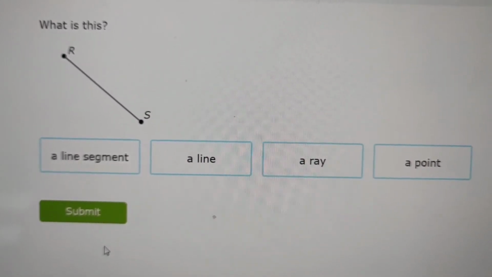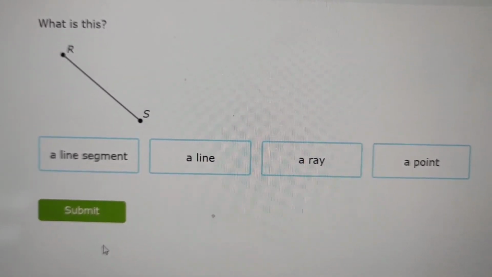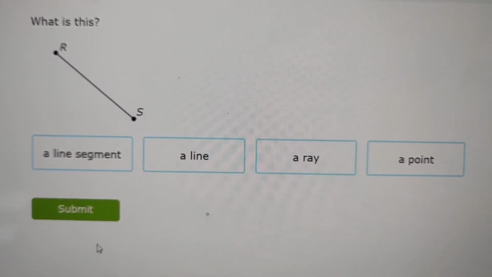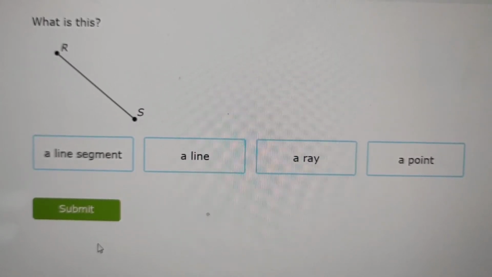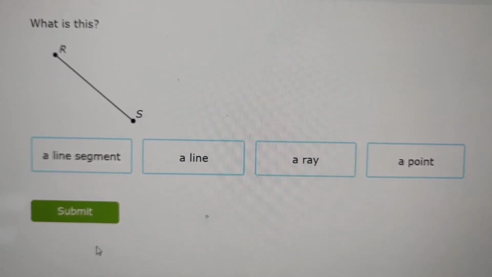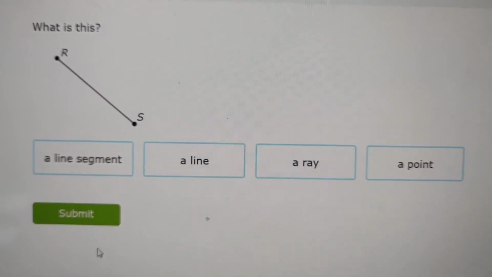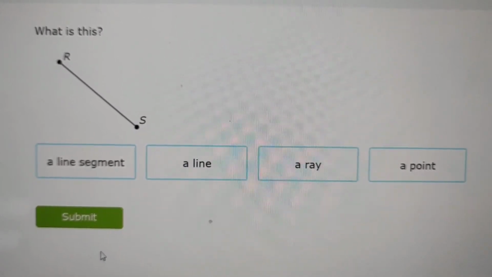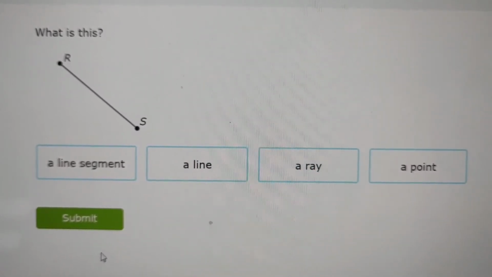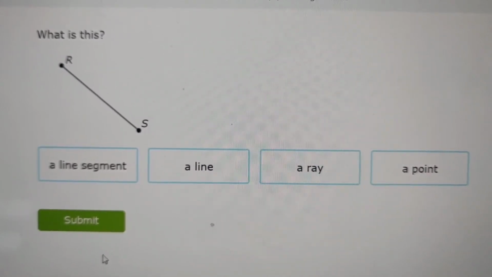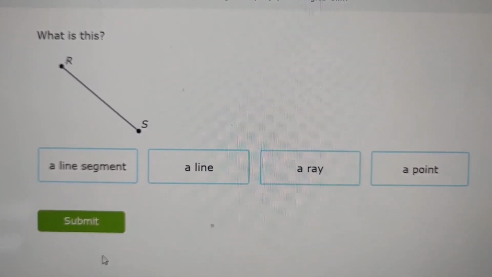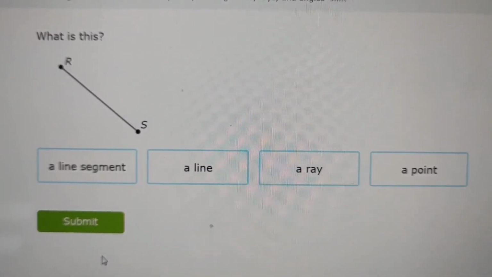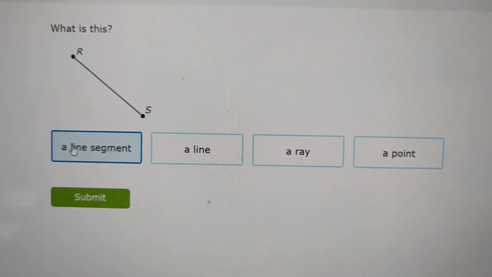And it's not a ray because it doesn't start at one of the points and then go in the other direction forever and ever. And although we do have 2 points here, point R and point S, and the line segment between them, the answer is not that this is a point. If it were, we would just see maybe point R or another point with another name and nothing else. And here we have 2 points and a line segment in between. So again, this is a line segment.